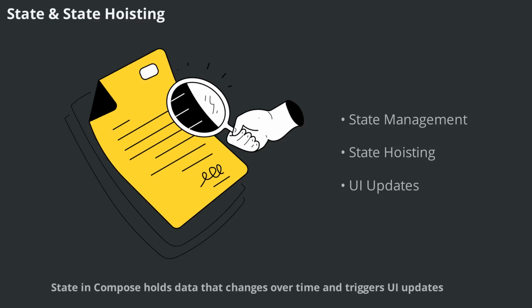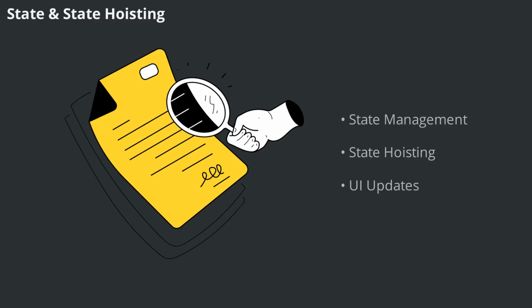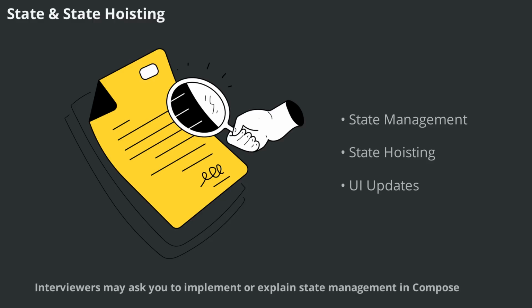State in Compose holds data that changes over time and triggers UI updates. State hoisting is the practice of moving state up to a parent composable, making it easier to manage and test. Interviewers may ask you to implement or explain state management in Compose.